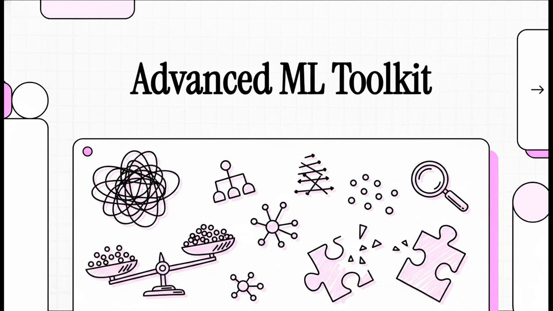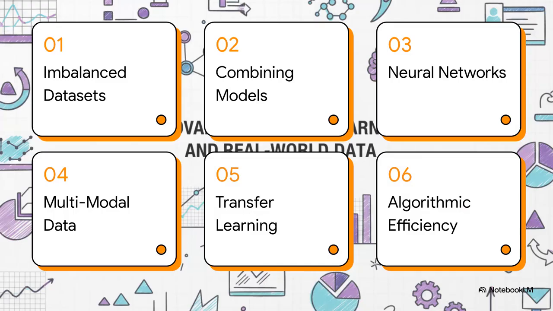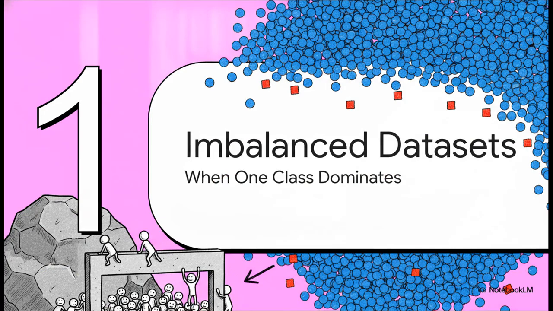So today, we're going to walk through the exact, highly practical techniques that data scientists rely on when the standard out-of-the-box methods just aren't cutting it. Here is our roadmap for the next few minutes. We'll be rapidly tackling fixing imbalanced datasets, combining models, taming neural networks, handling multimodal data, transfer learning, and finally, algorithmic efficiency. Section 1. Fixing imbalanced datasets when one class dominates.